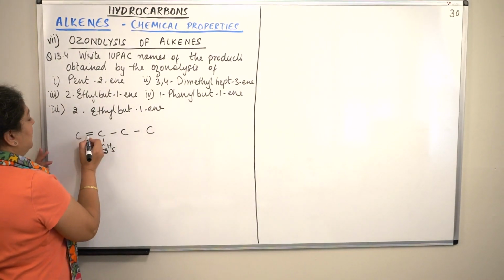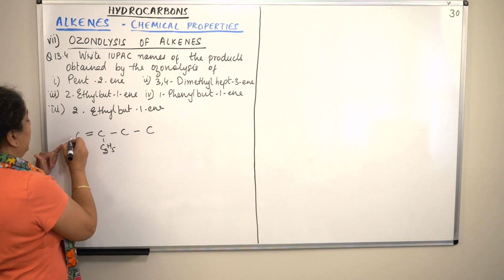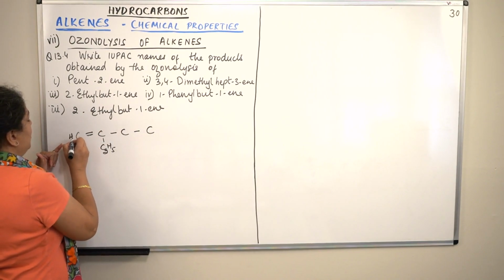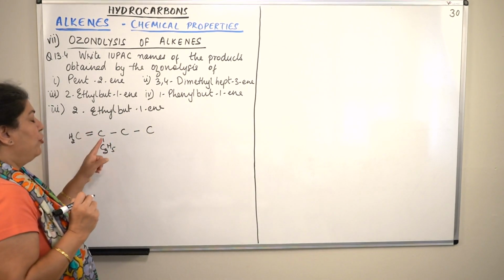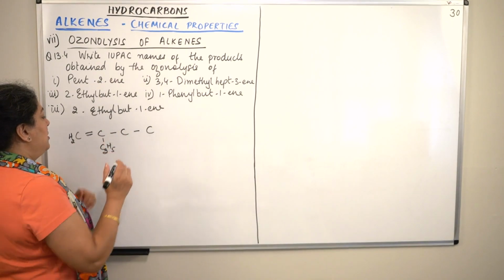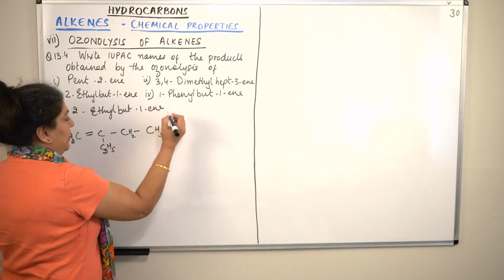Let us now complete the hydrogens here. I just wanted to confirm that the compound is right. So this has 2 carbons, so this should have 2 hydrogens. This carbon is already forming 4 bonds, so it needs no hydrogen. This is forming 2 bonds, so it needs 2 hydrogens. This is forming 1 bond, so it needs 3 hydrogens.